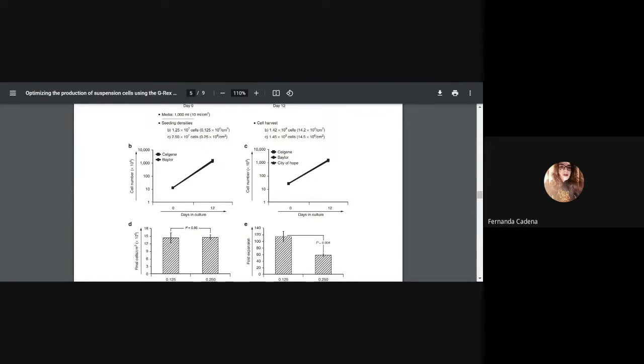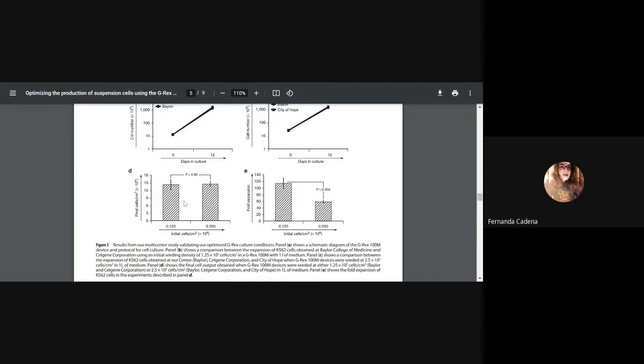Also for C, they used these different density concentrations, and in this case 3 different institutes used the machine, and the results are the same. Here in D, we can see the final cell output obtained when the G-Rex devices were seeded at both concentrations. And in E, they show the fold expansion of the cells in the experiment described in D. So we can see that it is always more efficient to use a lower concentration, which they discovered was the most optimal, than starting with a lot of cells, because the final density is always going to be the same.